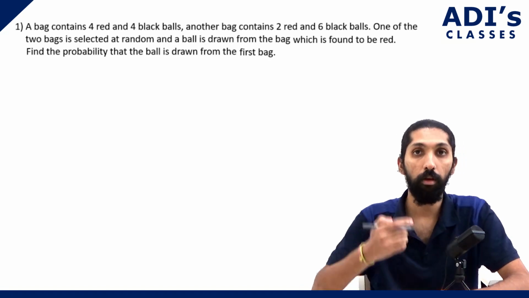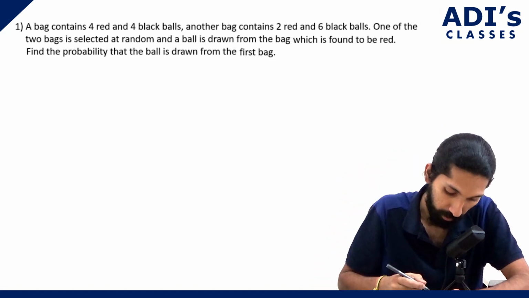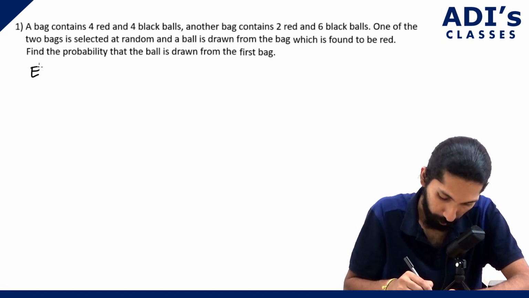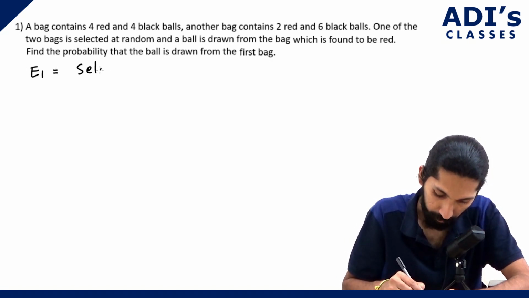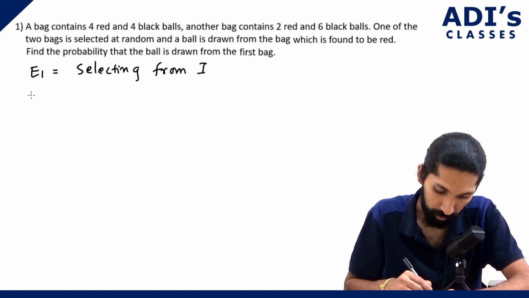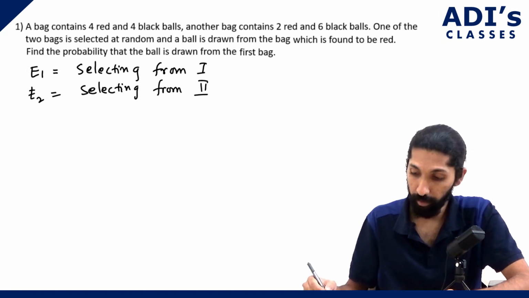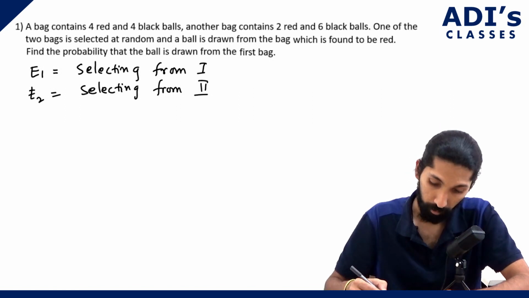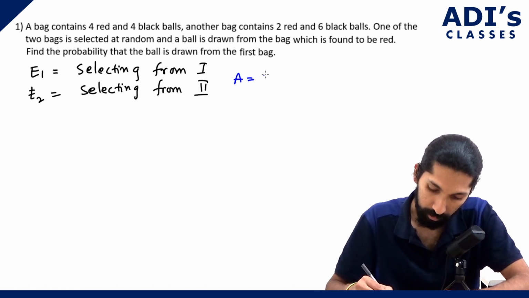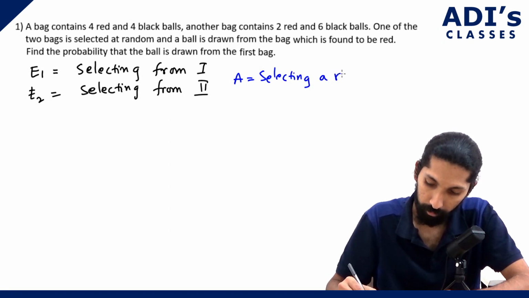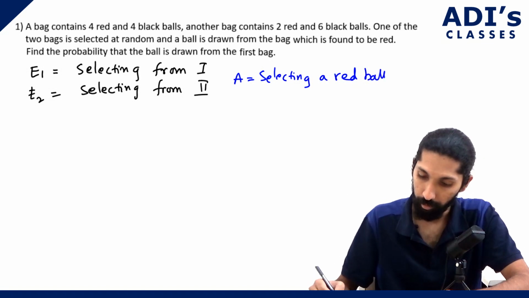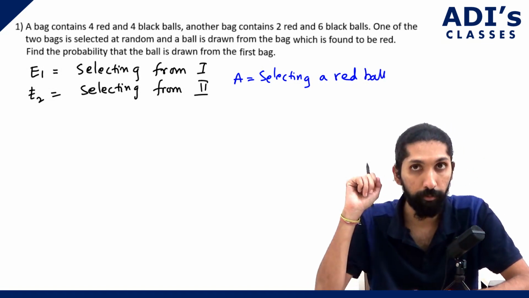Okay. So first we'll define the events. Let's say we have E1 to be selecting from the first bag, and say E2 is selecting from the second bag, and we have to define the event A, correct? So event A, let it be selecting a red ball. Now what is there, what is not there, we'll try to figure it out.